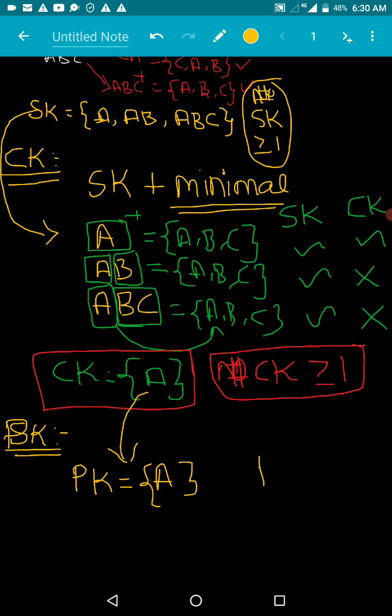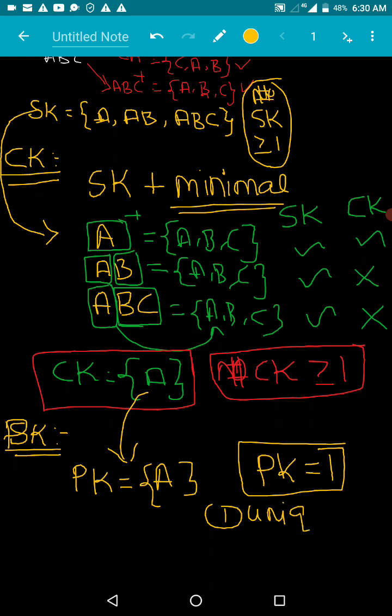The number of primary keys is always exactly equal to 1 per relation. And the primary key is always unique and not null. These are the primary key constraints. Don't worry about these constraints as a database developer. These constraints are taken care of by the database management system.